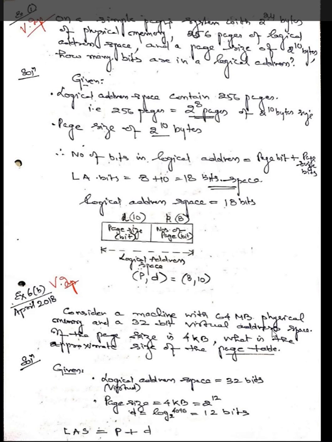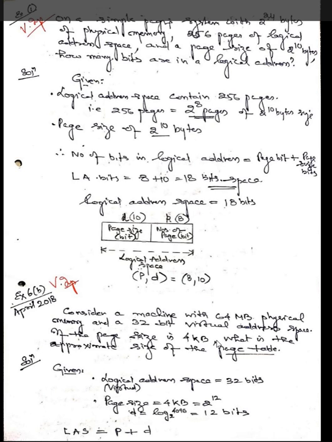And 32-bit virtual address, what is that? This virtual address space is for the secondary memory, or the logical address space. Page size is given as 4 KB. So what is 4 KB? 4 into 2 to the power of 10, that is 2 to the power of 2 into 2 to the power of 10, that is 2 plus 10 equals 12, that is 2 to the power of 12. So that is the page size. So this is 12.